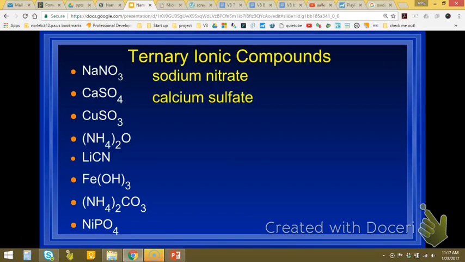CuSO3. Cu is copper. So here I know, right off the top of my head, copper is a transition metal. So I know that it's likely I'm going to need to have a Roman numeral in parentheses between the copper and the SO3. So let's take a look at the charges for each so we can figure out what Roman numeral I will need.